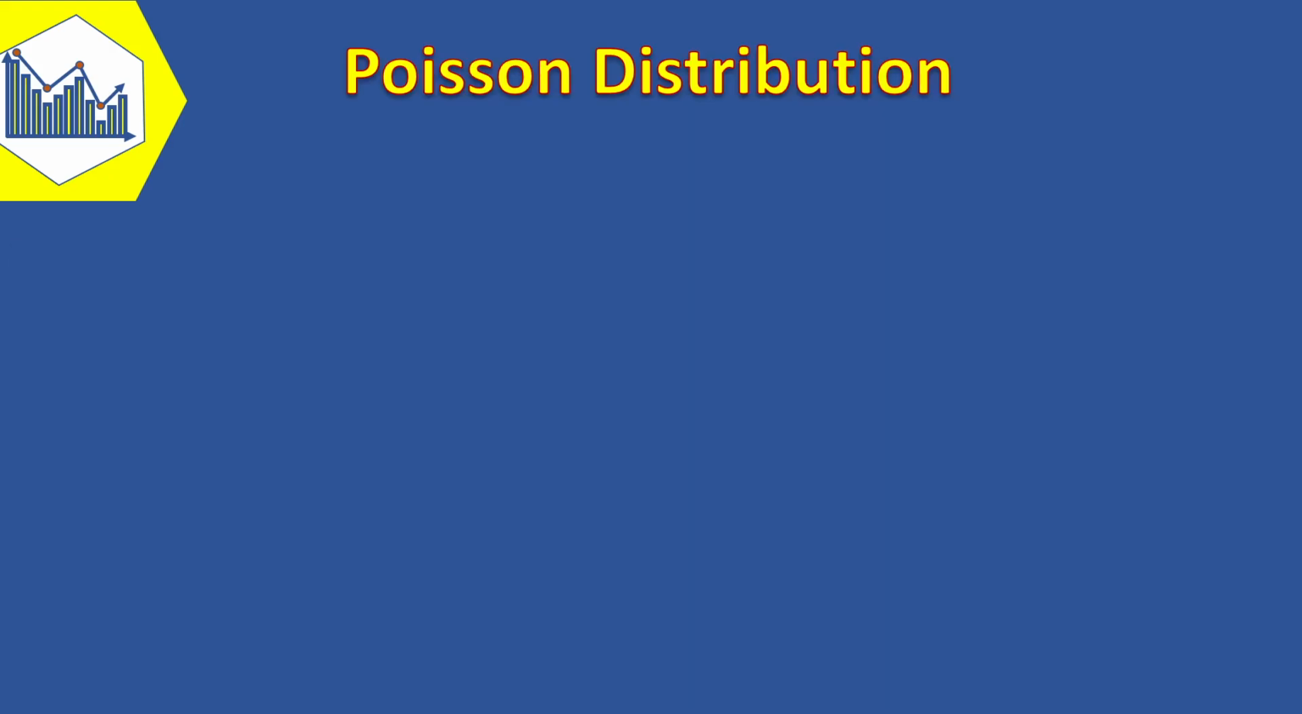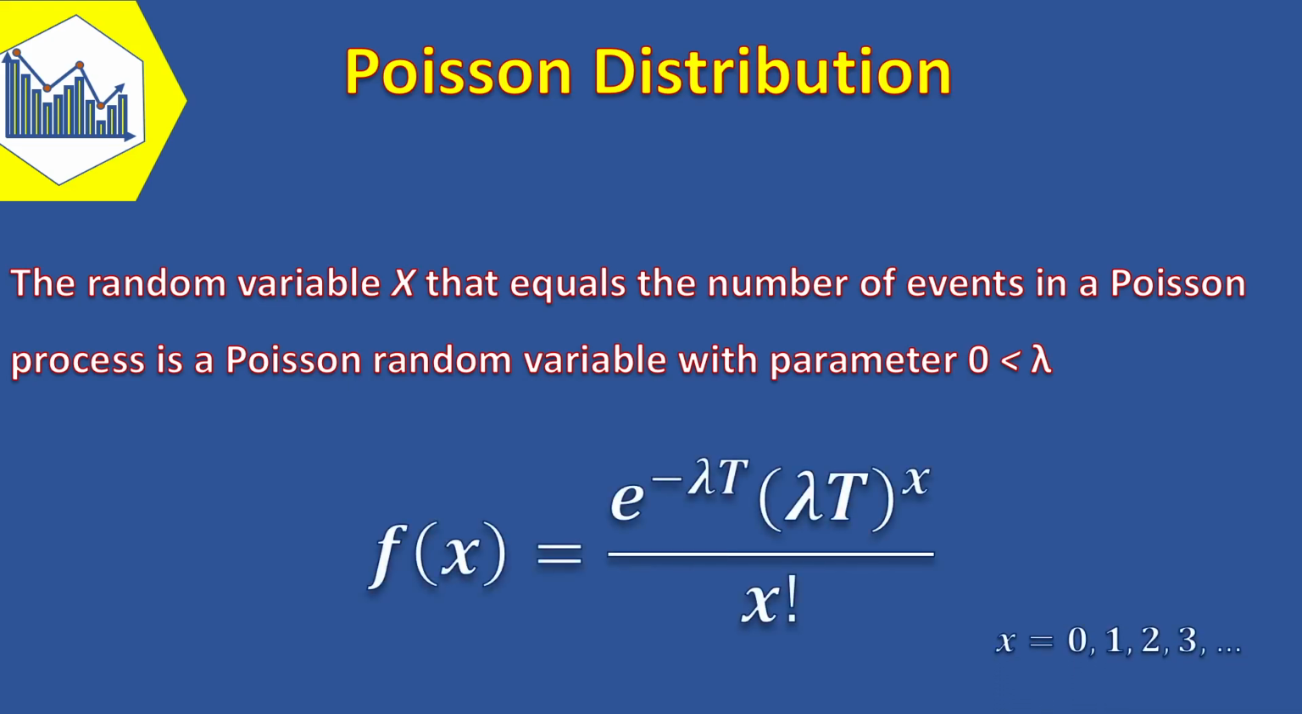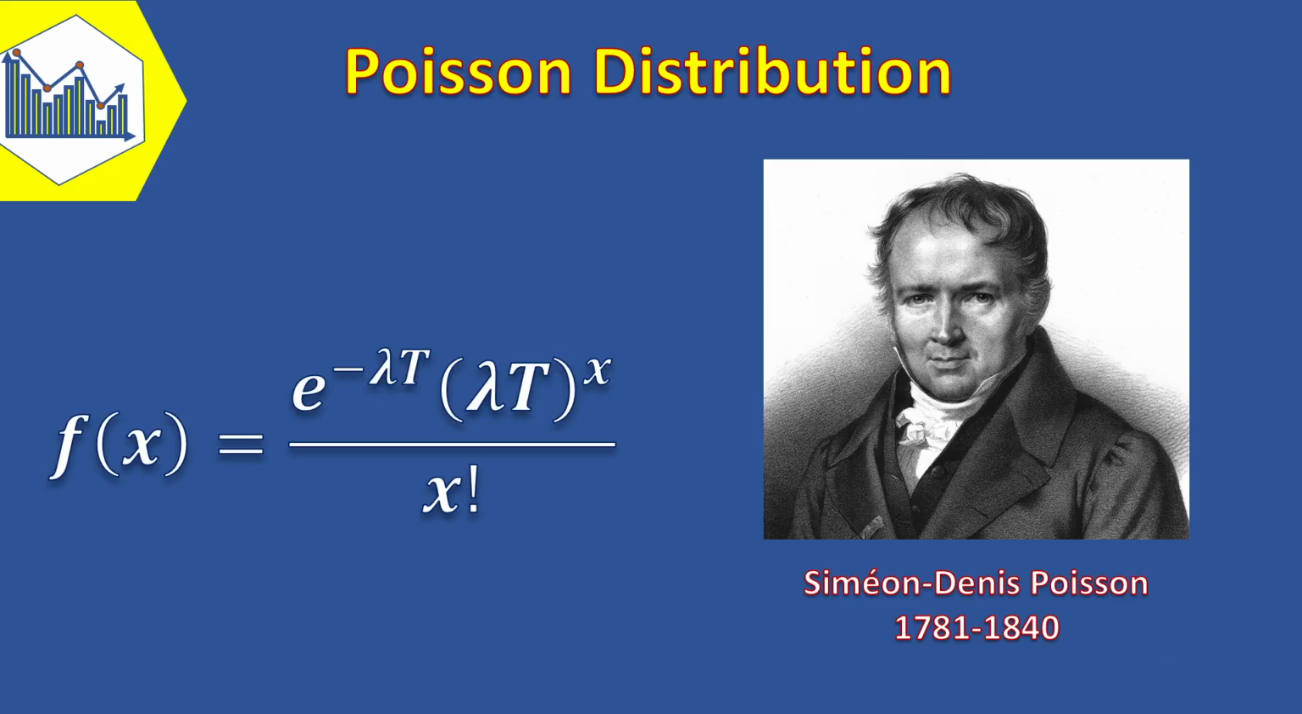The random variable x that equals the number of events in a Poisson process is a Poisson random variable with parameter lambda greater than 0, and its probability mass function is equal to e to the power of minus lambda t times lambda t to the power of x over x factorial. It's interesting to know that the distribution is named after its developer, Simeon Denis Poisson.